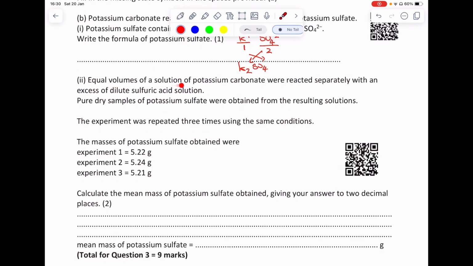Okay, so it says equal volumes of a solution were reacted with an excess of sulfuric acid. Pure dry samples of the potassium sulfate were obtained, and here are the results from the 3 experiments. Calculate the mean mass of potassium sulfate. Give my answer to, and watch out for this, 2 decimal places, okay? So the first thing I'm going to do is check, and all 3 answers here are close together. So I don't have a piece of data I'm going to leave out because it's anomalous. I'm going to keep it all in.